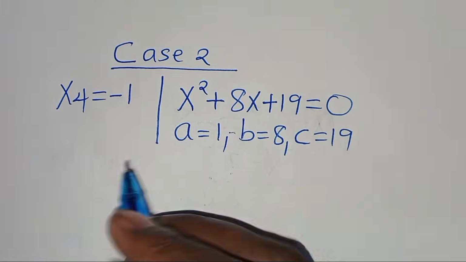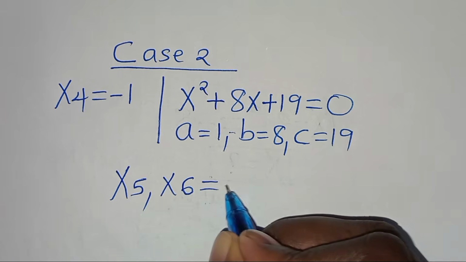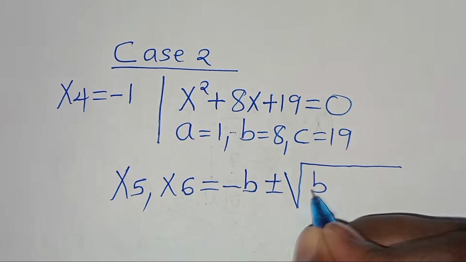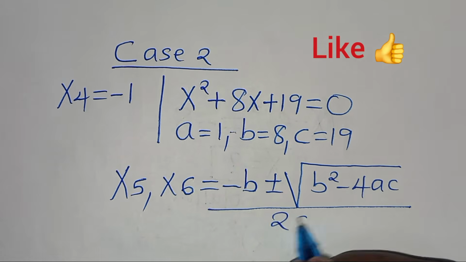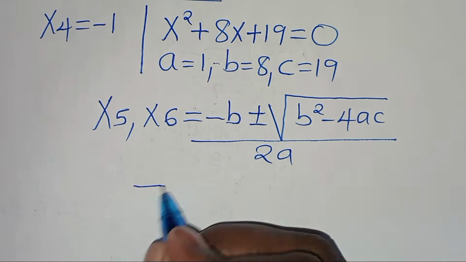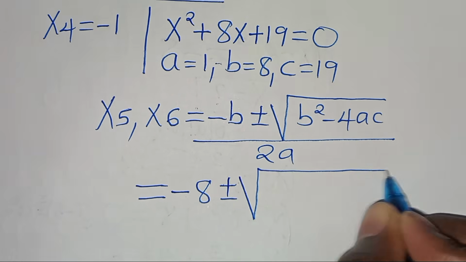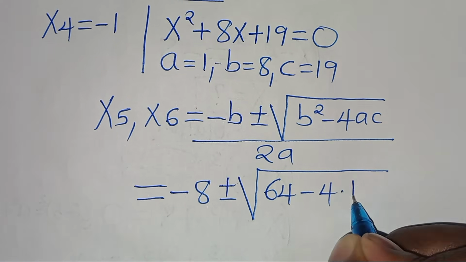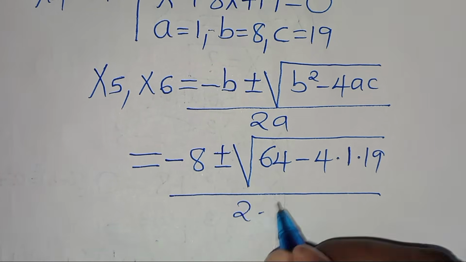Now from this quadratic equation, we can solve for x5, x6 by applying the quadratic formula, which is minus b plus or minus the square root of b squared minus 4ac, everything divided by 2 times a. Now substituting the values of a, b, and c, here we have minus 8 plus or minus the square root of 8 squared, which is 64, minus 4 times a, which is 1, times c, which is 19, everything divided by 2 times 1.